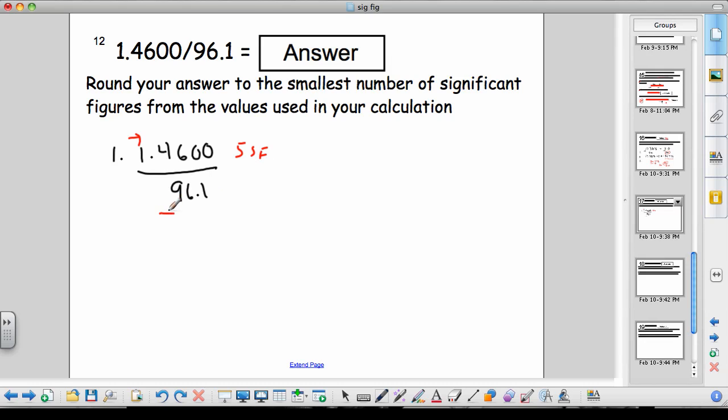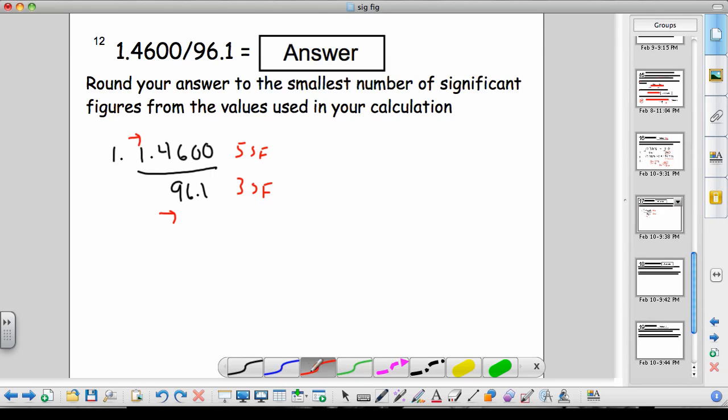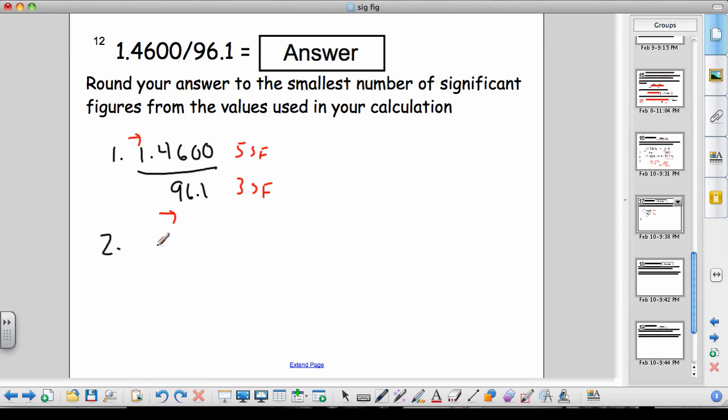96.1, again, I'm moving across this from the left side because the decimal's present. The first value that I hit is a non-zero number, so that number and everything after that is significant. So 96.1 has 3 sig figs to it. So step number one is done. I've just determined how many sig figs each value has. Step number two, you got to do the math.